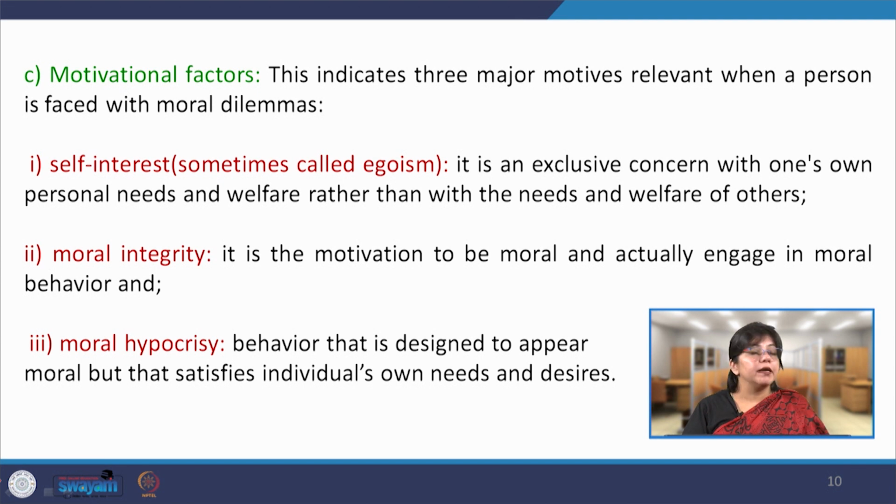The other is moral hypocrisy, where the person is designed to appear moral, but that satisfies the individual's own needs and desires, which is very much implicit. Hypocrisy is implicit. We try to pose something else while internally we have some other objective. So, we try to be morally correct, but maybe inside, which is very much insidious in nature, we are not morally correct. So, these are the factors which push a person into a state of moral dilemma about whether or not to help.